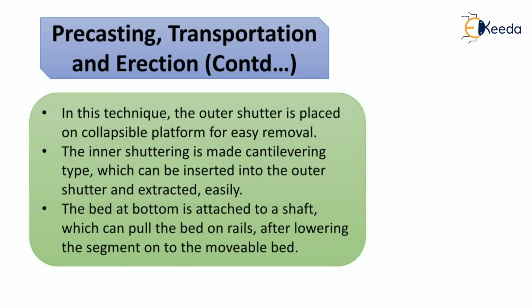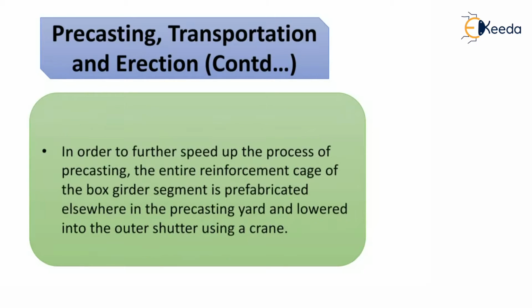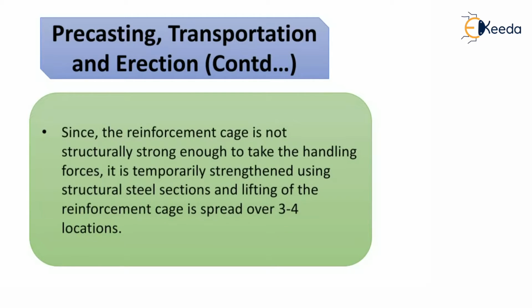The bed at the bottom is attached to a shaft which can pull the bed on rails after lowering the segment onto the movable bed. In order to further speed up the precasting process, the entire reinforcement cage of the box girder segment is prefabricated elsewhere in the yard and lowered into the outer shutter using a crane.